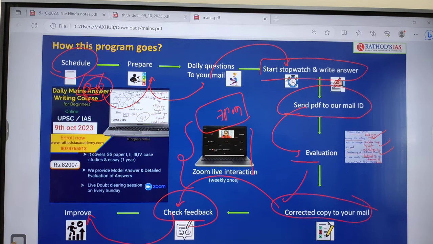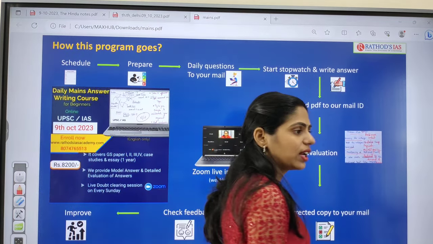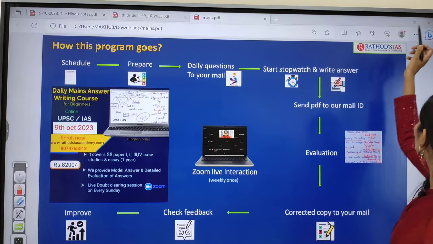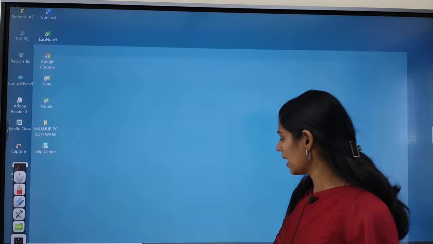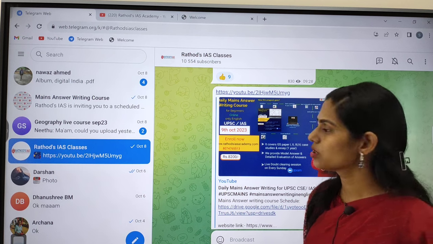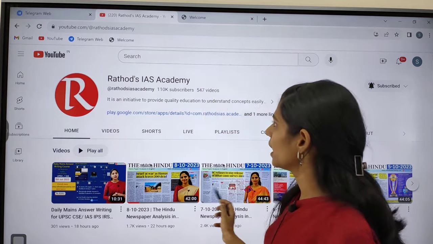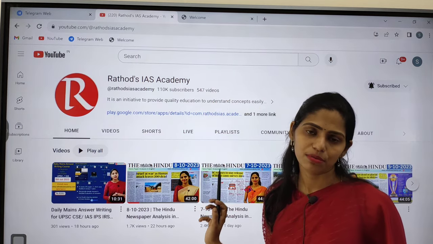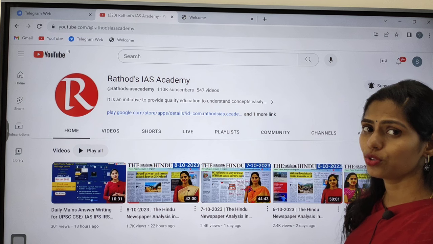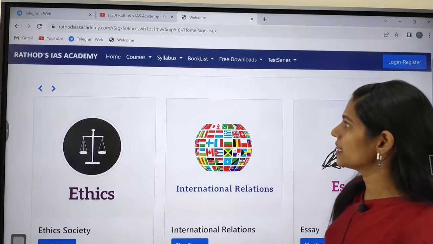Now I want to show you one more thing. Many students are asking me how they can get the notes of this class. You can get the notes of this class in our Telegram channel. This is our Telegram channel, Rathod's IAS Classes. You can get the PDF here. And this is our YouTube channel, Rathod's IAS Academy. You have to subscribe to this channel so that whenever we post any video, you will get the notification. And this is our website, Rathod's IAS Academy.